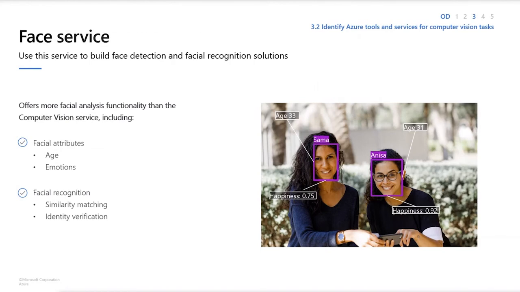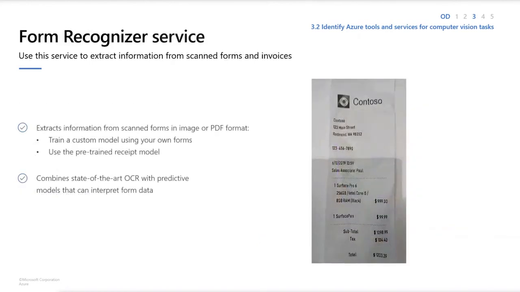All right. Next is going to be the form service. What this does is extract information from your scanned forms, which can be in an image or a PDF. Then it uses OCR, optical character recognition, with different predictive models that can interpret that form as data. For example, on the screen, you see an example of a receipt. It can actually recognize and give you the total of the receipt, where it was purchased, what was taxed, and it can upload that to a different service if needed.